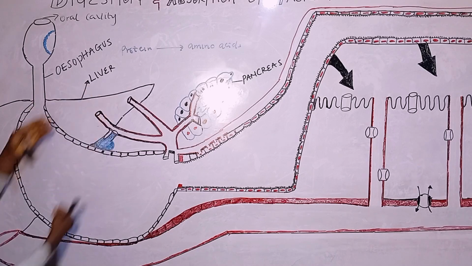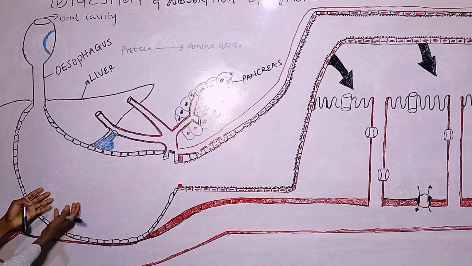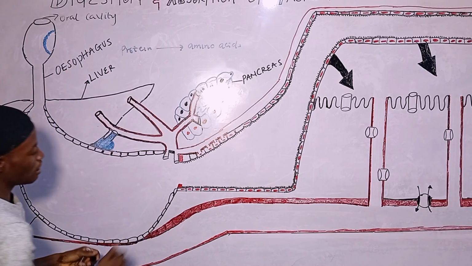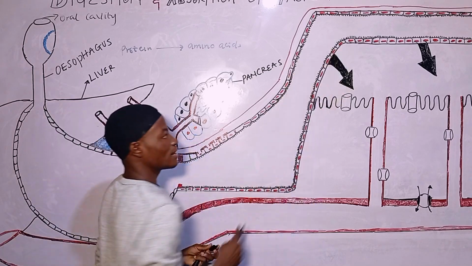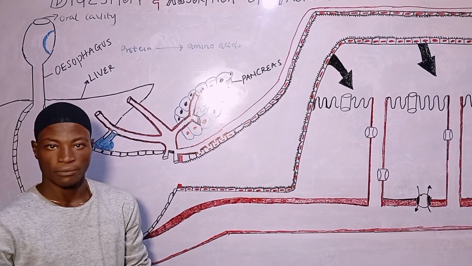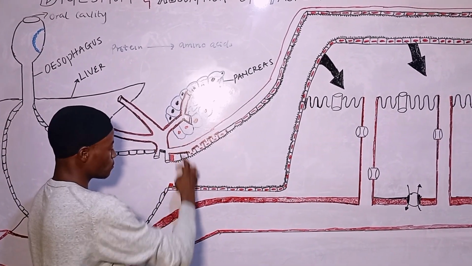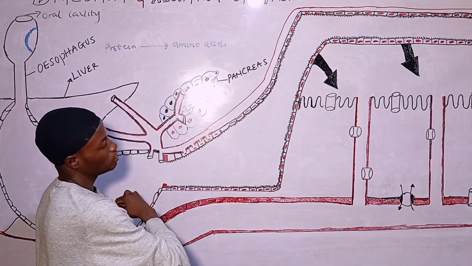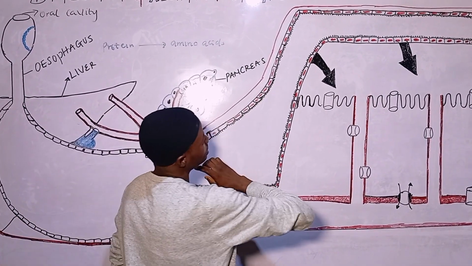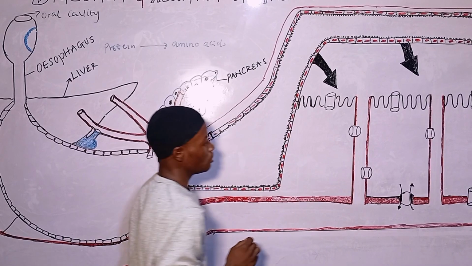Then this is the liver. Then we have our stomach here. From there we have the intestines. And don't forget that the intestine is made up of three parts. We have the first part, which is the duodenum, the middle part, which is the jejunum, and the last part, which is the ileum.